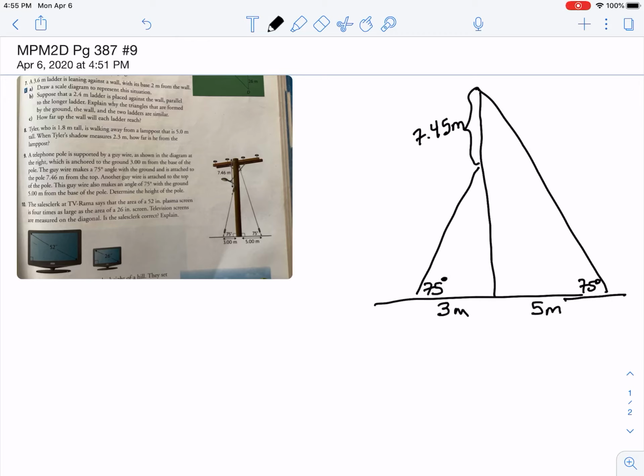I had some questions about some of the homework. So one of the questions was on page 387, number 9, the question about the telephone pole. The goal of this is to find the height of the telephone pole. I'll get you started on how to go about doing this, but I'll leave all the math up to you.